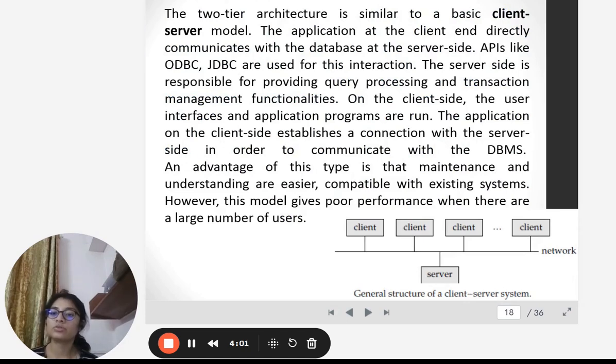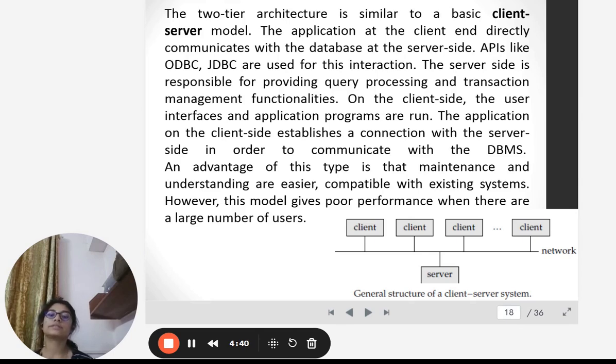Two-tier architecture. The two-tier architecture is similar to a basic client-server model. The application at the client end directly communicates with the database at the server side. APIs like ODBC, JDBC are used for this interaction. JDBC is basically used for Java. The server side is responsible for providing query processing and transaction management functionalities. On the client side, the user interfaces and application programs are run. The application on the client side establishes a connection with the server side in order to communicate with the DBMS.